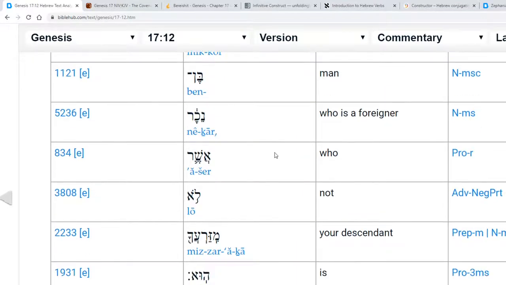Ben Nechar, Asher, pronoun relative, who. Lo is not. Mi Zaracha, prepositional mem, Zera means seed, Zaracha is your seed, singular, who. And so this is the pronoun third person masculine singular being used as the verb is, right? Asher lo mizarachahu, who is not from your descendants, from your seed.